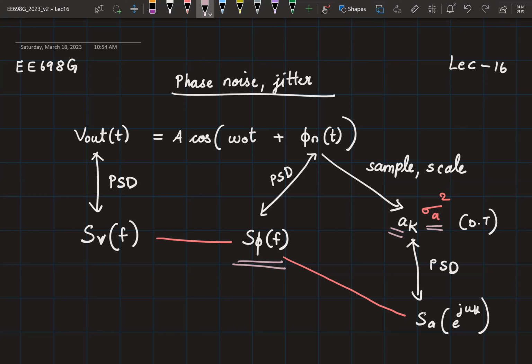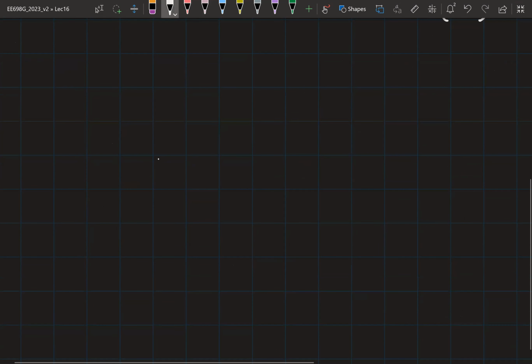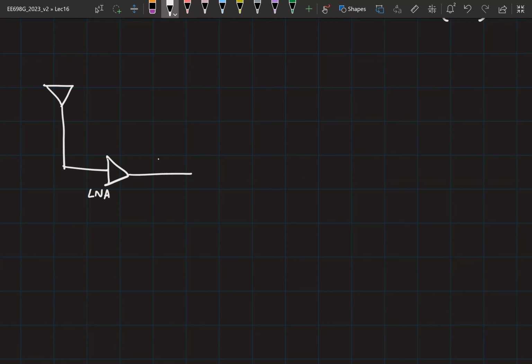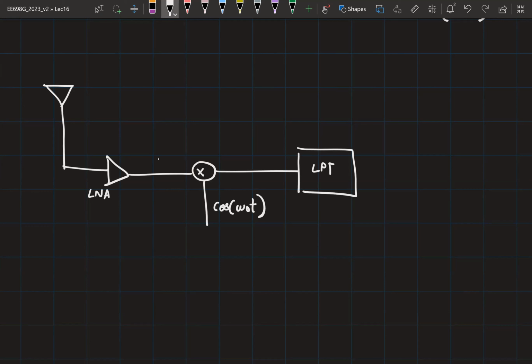Yes, that is a very good example. So let me elaborate on that. Let me take a very basic receiver architecture. You have an antenna followed by an LNA. Then this goes to a mixer where we multiply it with, let's say, cos omega naught T, and then this goes through a low pass filter, finally to an ADC. Let's say the signal here is at FC, some carrier frequency.